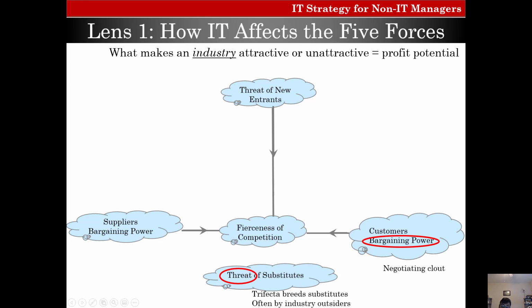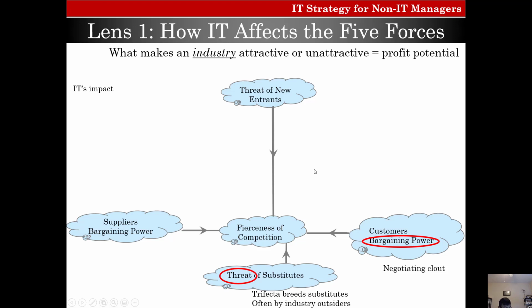It's like the new entrants, and we do have an issue where information technology, the trifecta, breeds substitutes and allows industry outsiders to come in and capture the market. Example: the book industry and Amazon with its Kindle. None of the big publishers ever went into something like the Kindle, and they could have. Similarly, Apple came up with iTunes, and the music industry didn't pay much attention to it until Apple came in and wiped them out.